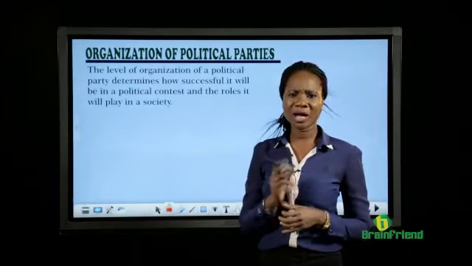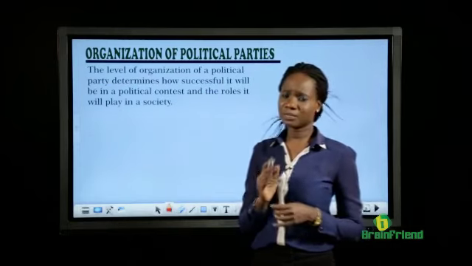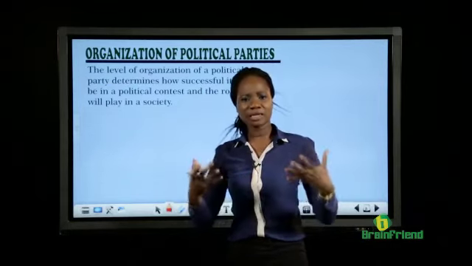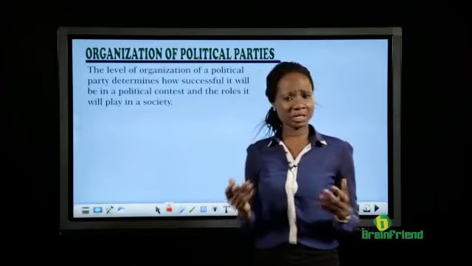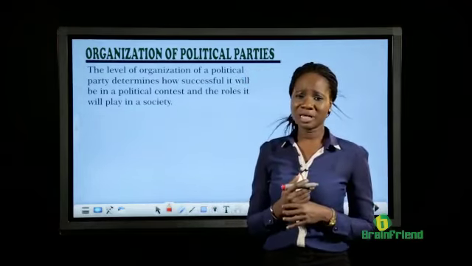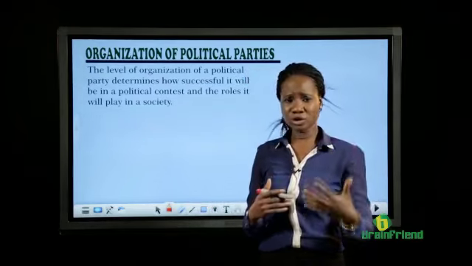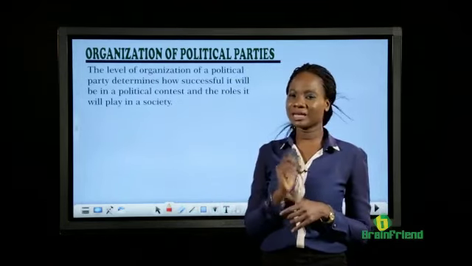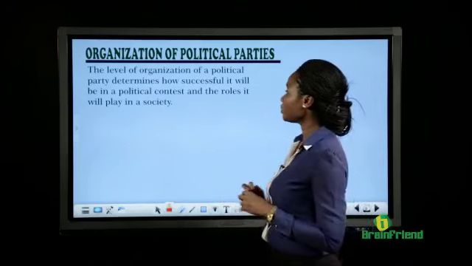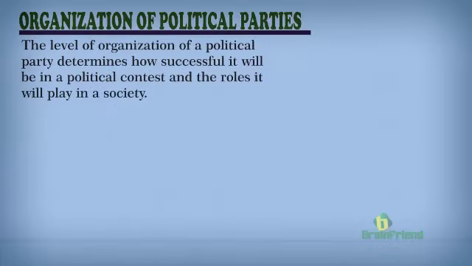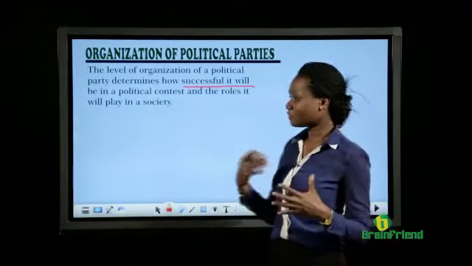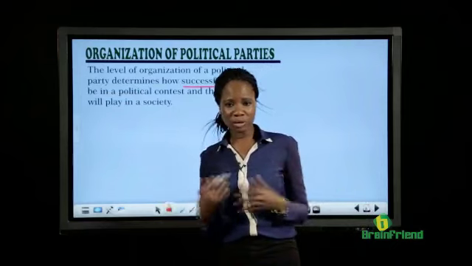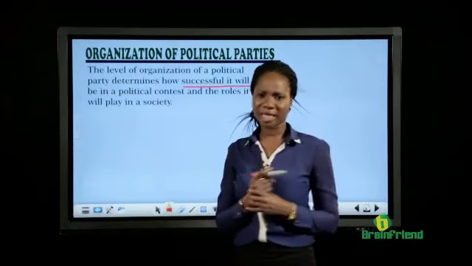Having talked about the definition and the aim of these political parties, it would be wise for us to know how they are organized, because a political party is a group that is well organized. Take, for instance, even in your schools, if you're given things to do without proper organization, you cannot come out at the top. And so it is with political parties. For them to become successful in their political contest and also to effectively carry out their various roles in society, they need to be well organized.